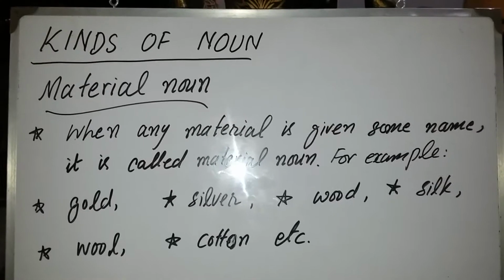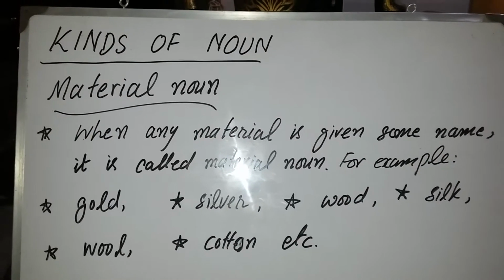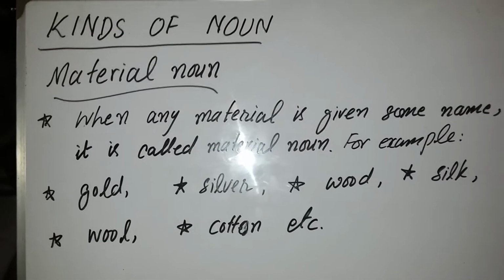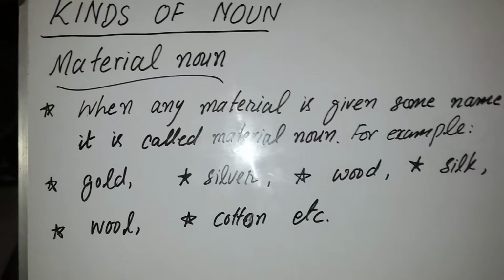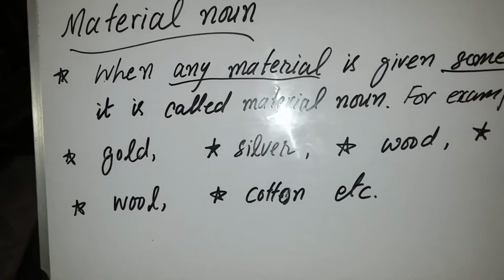Now this is the last kind of noun, that is material noun. Definition of material noun: when any material is given some name, it is called material noun. Any material, when we give it some name, it will be called material noun.